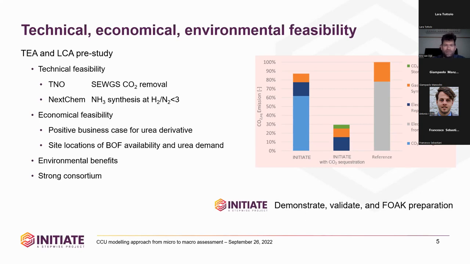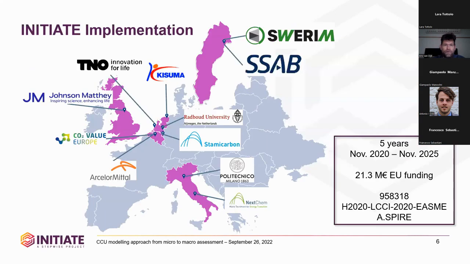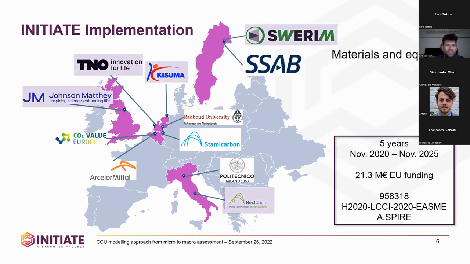Initiate is the follow-up of this project. It's all about the demonstration and the validation of the route and preparing for the first-of-a-kind plant. Okay, who are the partners involved? These are the 11 partners. We have a 5-year project started in 2020, with a 21 million euro subsidy from the EU, and with this consortium we span the whole value chain, from material and equipment suppliers.